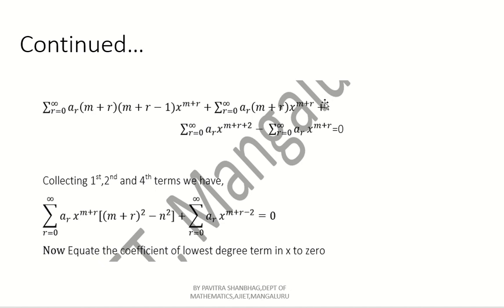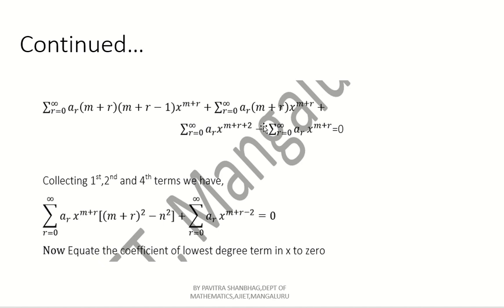Then plus summation r from 0 to infinity a_r x^(m+r+2) is there, because here x square is multiplied into the summation term. So that x square term is multiplied here. And sorry, here one term is missing, that is the n square term. Here n square is a constant outside, summation r from 0 to infinity a_r x^(m+r), equal to 0. Here n square is there.